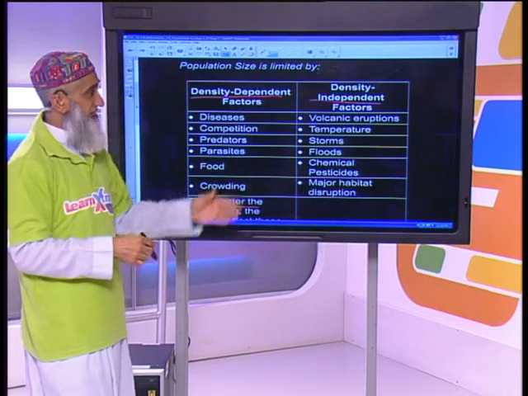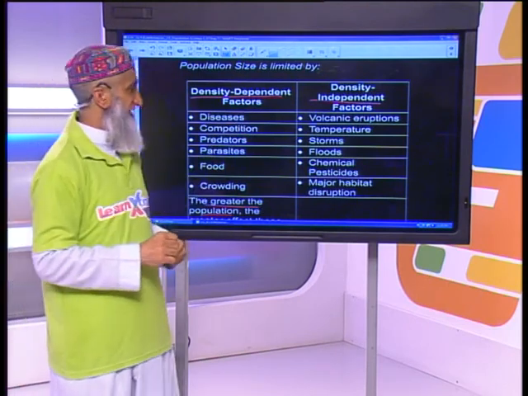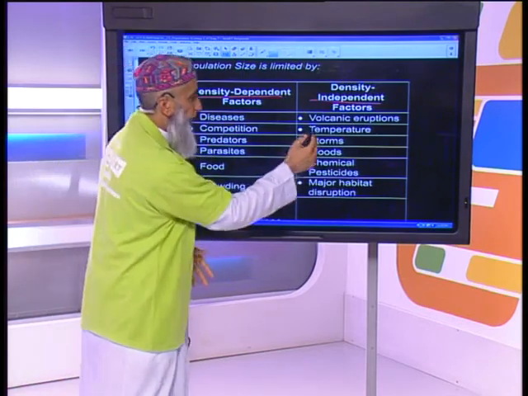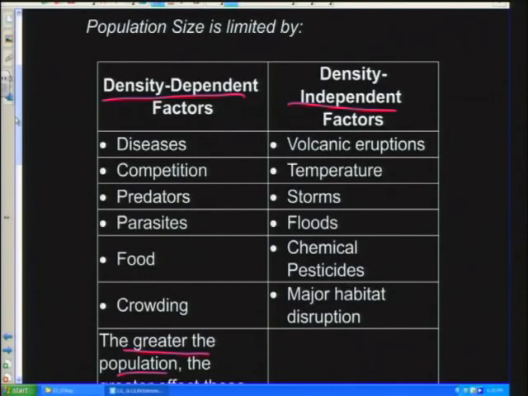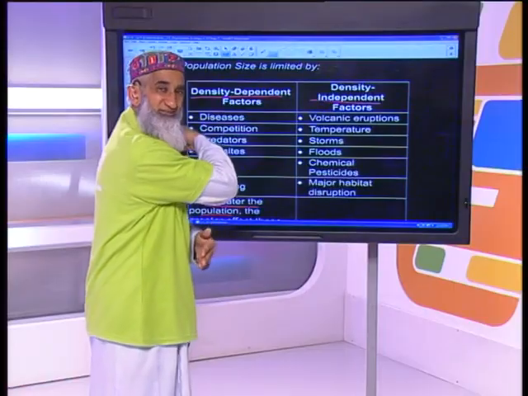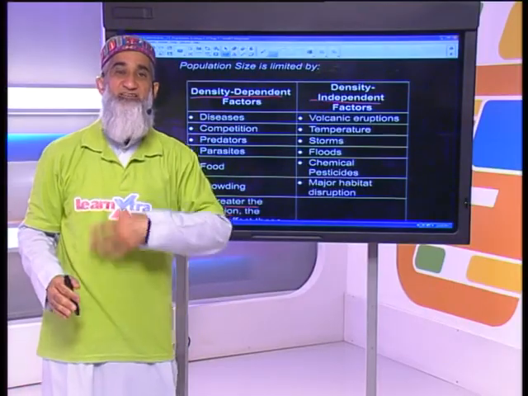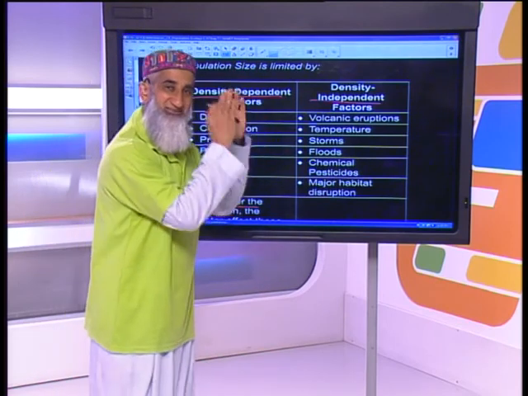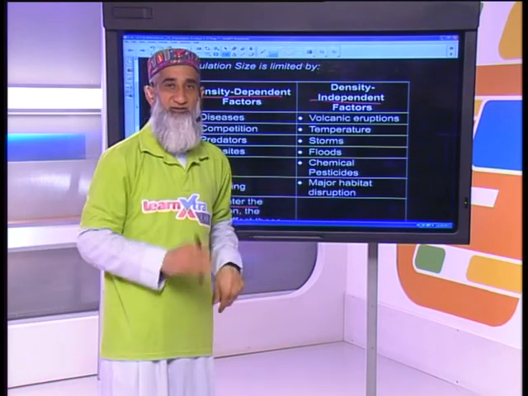And crowding. Density independent factors, on the other hand, they're not dependent on the size. These factors, we can call them natural disasters: volcanoes, temperature problems, storms, floods, chemical pesticides. They're going to just disrupt the habitat one time. It doesn't matter whether there's 1 or 1 million. The effect will still be the same in a density independent factor.